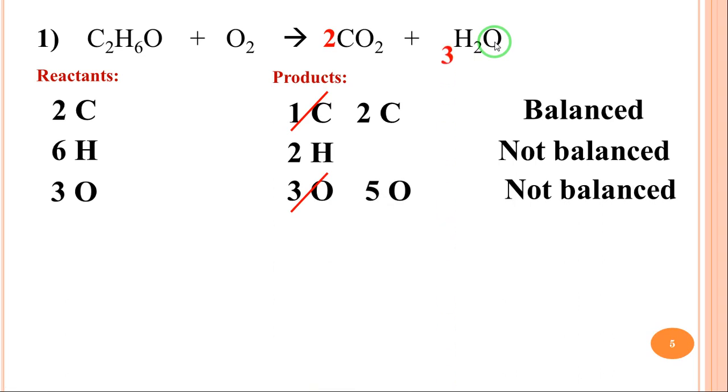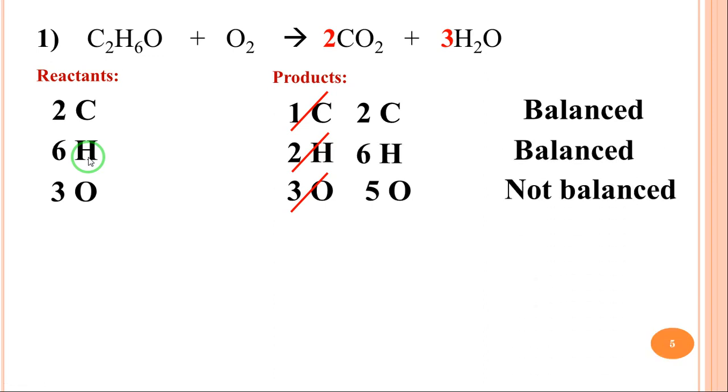Now we can add 3 in front of H2O in order to balance the number of hydrogen. So we have 3 times 2, we have 6 hydrogen atoms in the product side and 6 hydrogen atoms in the reactant side. So now with respect to hydrogen atoms, they are balanced both sides, before and after the arrow, in the reactant side and in the product side.